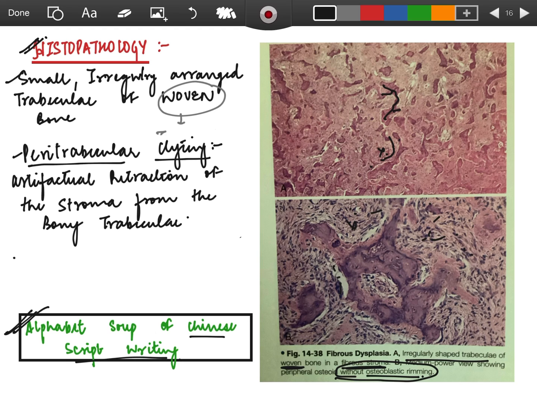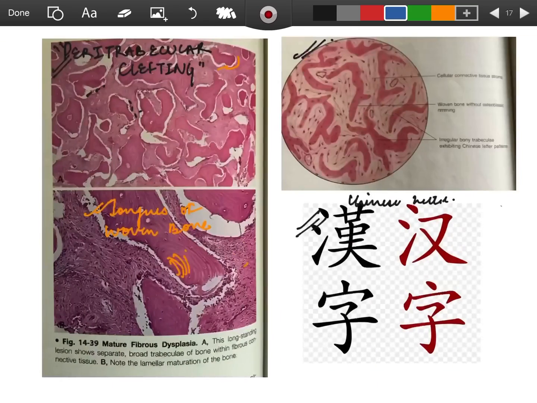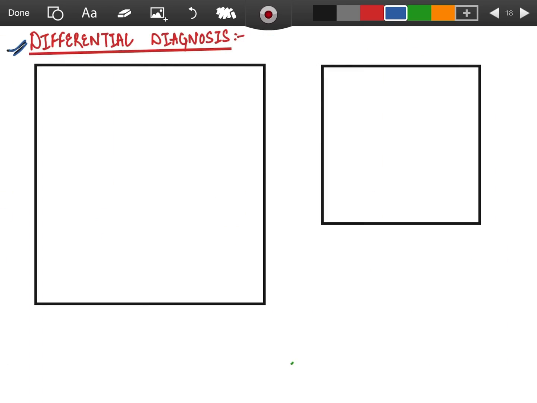So in the histopathology of fibrous dysplasia, we can also see giant cells, which are osteoclast-like, and we can also see hemosiderin pigment, and this Chinese letter pattern is also seen in cemento-ossifying fibroma. So note the histopathological picture in which we have Chinese script writing, absent osteoblastic rimming, and giant cells present.